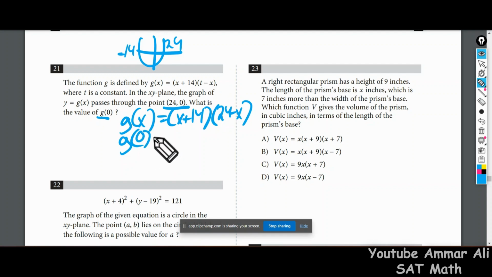So now just to find out what g of 0 is, all we got to do is plug in 0 for x. So that's going to give us 14 times 24, and then you can put that in your calculator. I'm just going to do it right here real quick.